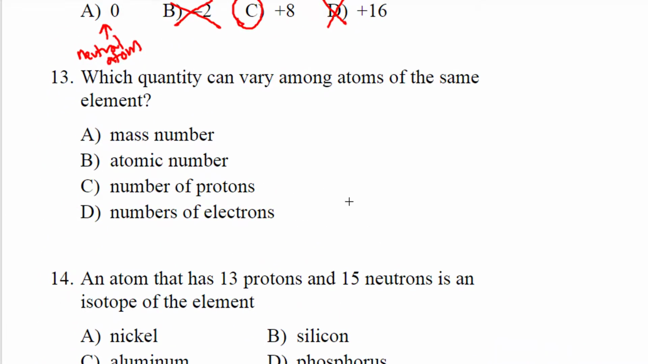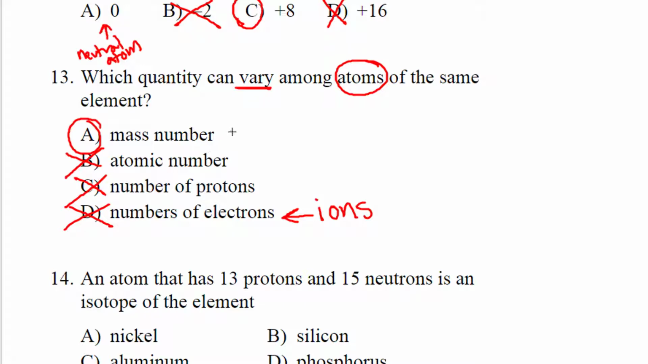Which quantity can vary among atoms of the same element? A, mass number, B, atomic number, C, number of protons, or D, number of electrons. So they're asking which one can be different. When they say can vary, they're asking which one can be different. So we know it's not B because atomic number never changes. And because of that, we also know it's not C because number of protons also never changes, no matter what. So that leaves us mass number and number of electrons. And the word atoms is key here. While the number of electrons can vary, that only varies in ions. Vocabulary leads us to say it cannot be choice D. Our answer is choice A because once again, when mass number varies, that would be an isotope.